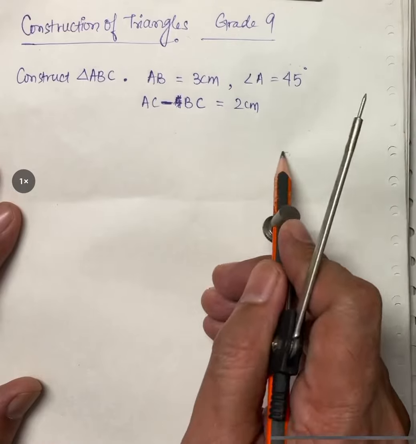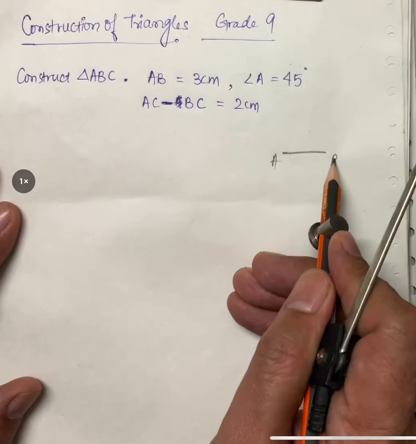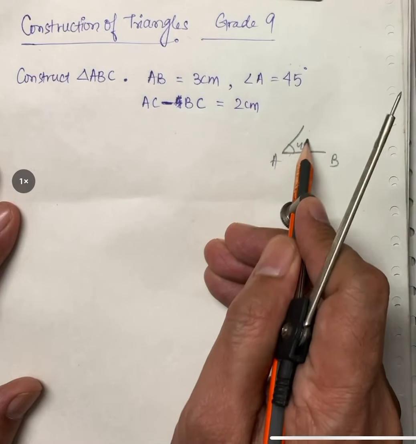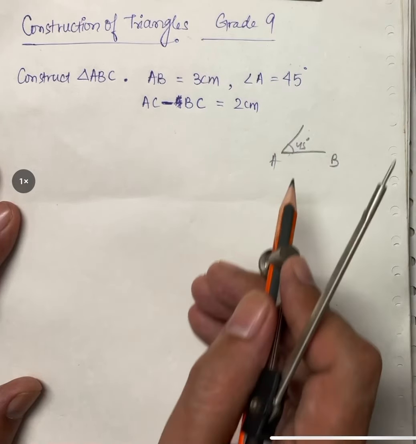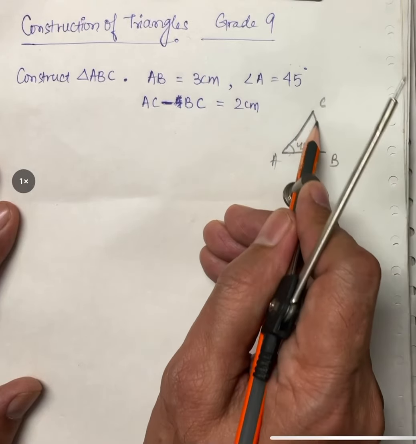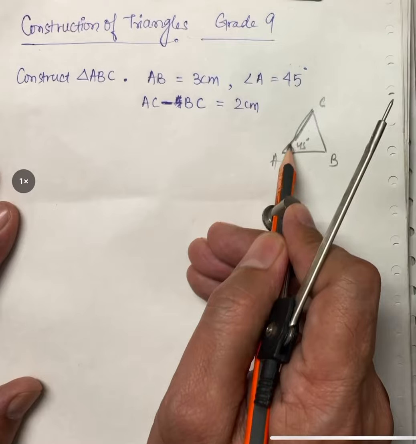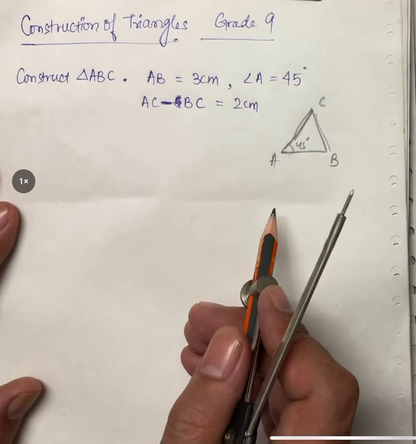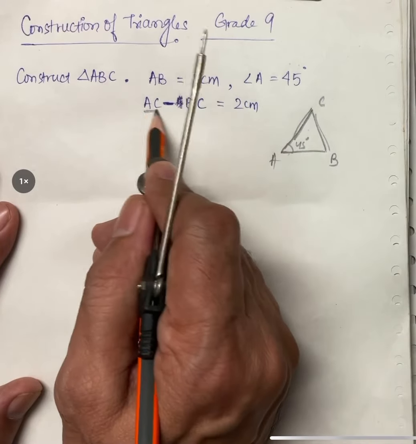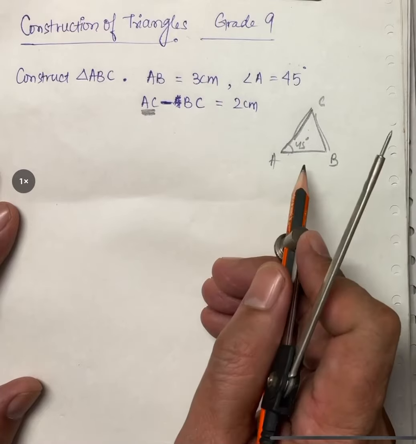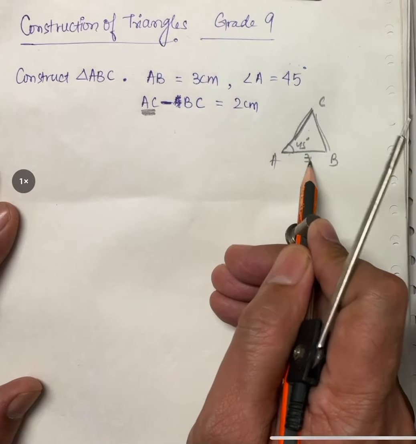AB is 3, angle A is 45, and AC minus BC, which means AC should be the longer side. The length of AC minus the length of BC is 2 centimeter. The difference between them is 2. And AC is longer as it's coming first. These are some things to observe. So the rough figure is looking like this.